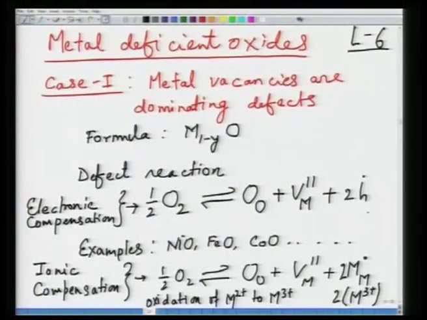Typically, these materials are susceptible to having extra holes. So metal vacancy is often complemented by creation of extra holes, giving rise to p-type conduction behavior in these materials. Now we will take the second case. The second case is when you can have oxygen interstitial as the dominating defect.